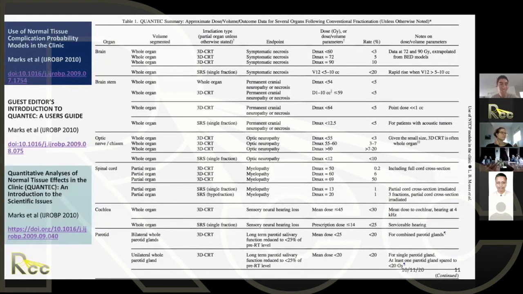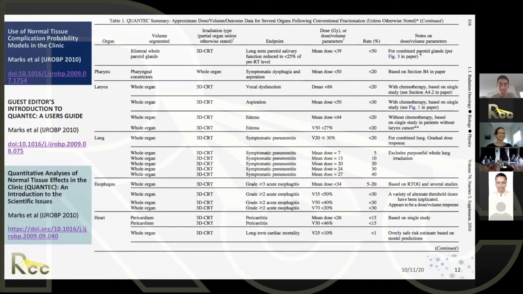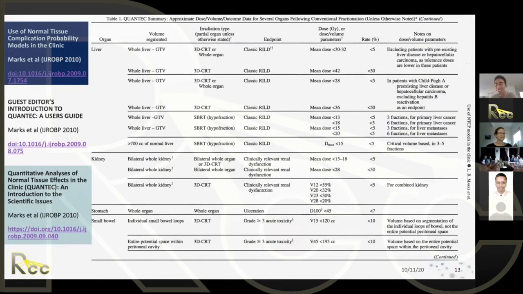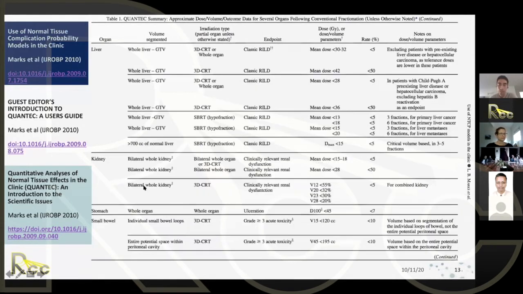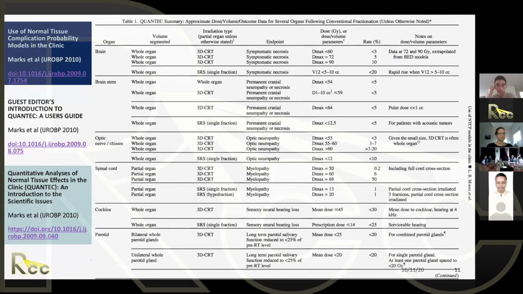Okay, do people remember what this is? I've gone ahead and included everything, so that when you have this presentation, you'll have all of this. These are the QUANTEC guidelines, Quantitative Analysis of Normal Tissue Effects in the Clinic. These guidelines were established in 2010, and are a way for us to have basically a guide for all of our OARs. What dose constraints should we use or should we consider using?